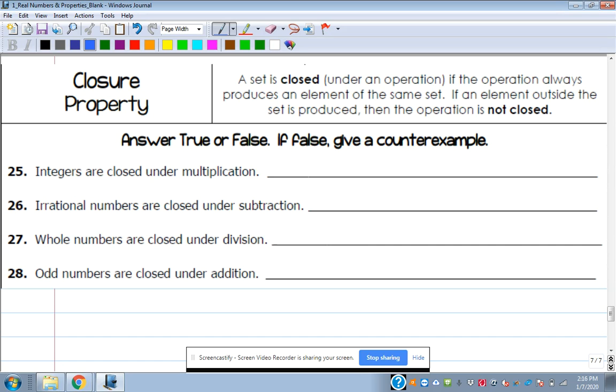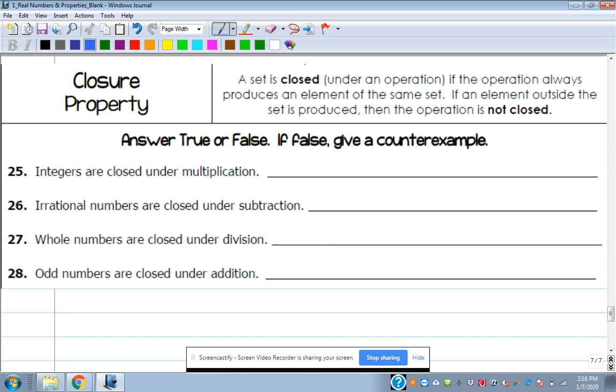Okay, so integers, again, we know what integers are. What are integers? Negative and positive whole numbers, and then zero. So that's the kind of numbers we're dealing with. No fractions in integers, right? No fractions in integers. That means that the fractions are not part of that.